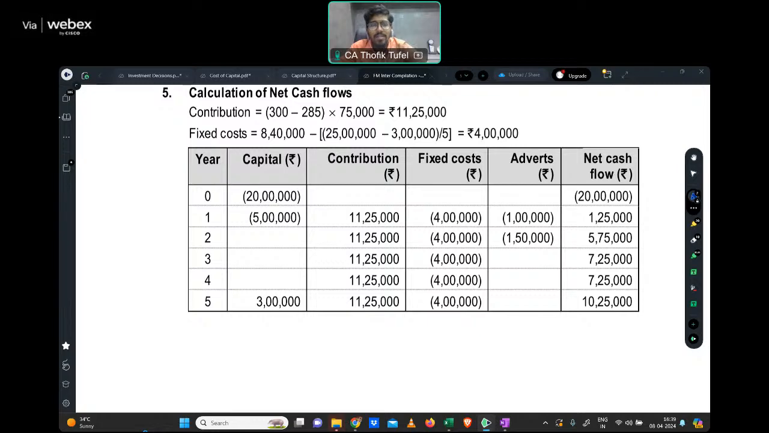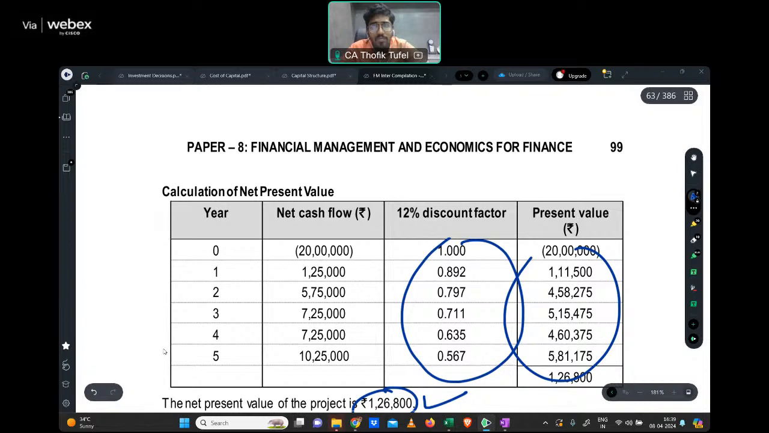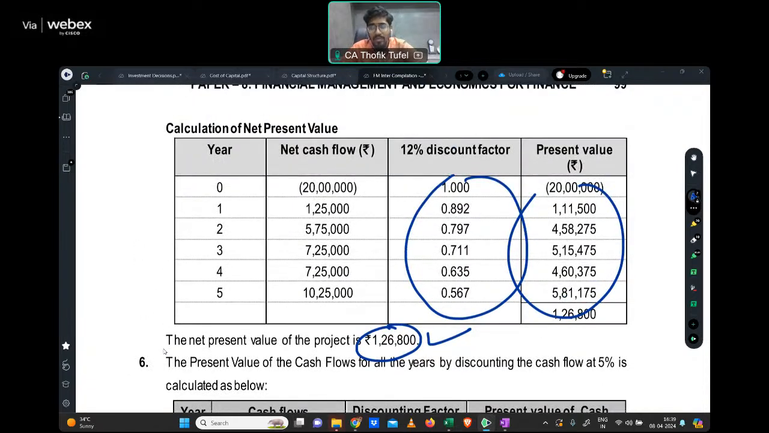So the answer for the fifth one is this. Just put it in the comment section that yes, you understood this problem. This is one of the important problems. So yes, tell me in the comment section that you understood this problem.